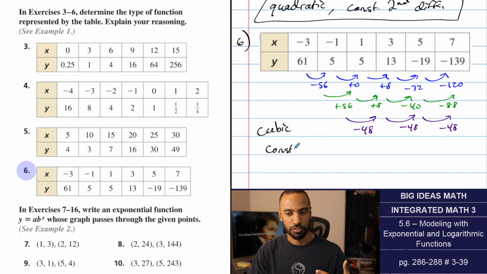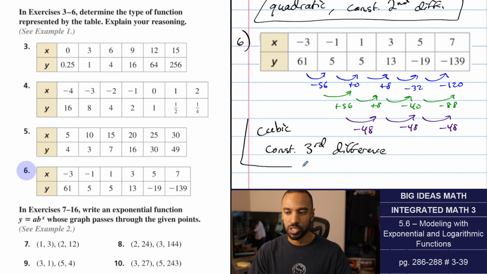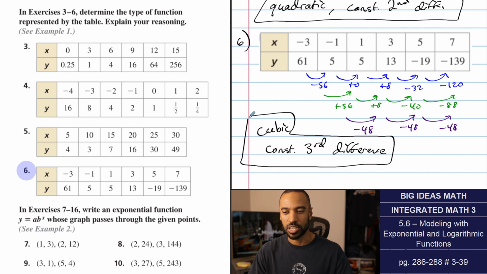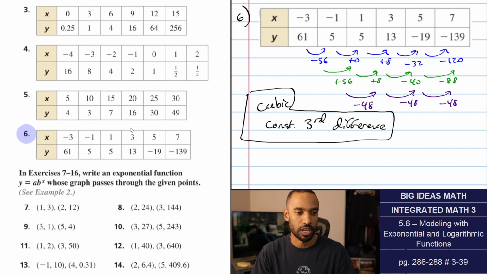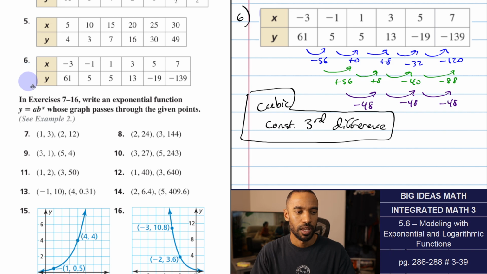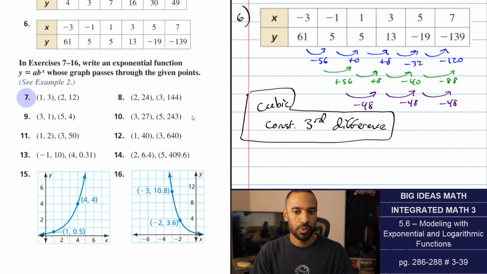So we're going back to things from the previous chapter. Constant third difference of -48 makes it a cubic function. We're just going back and saying not everything that curves is exponential or a polynomial, right? As we learned some things along the way. First two are exponential for different reasons. Okay, numbers 7 through 16.